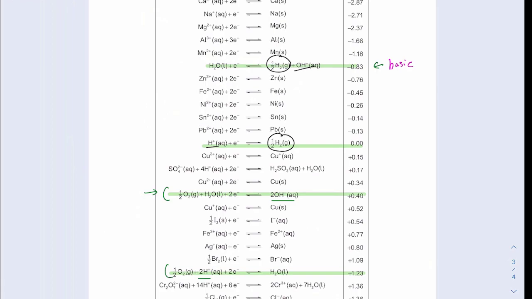I'm going to label these basic and basic, your acidic and your acidic. Remember, two of them are oxidation reactions that are reversed. Two of them are reduction reactions that are actually occurring. So these two are the oxygen cathodes that you need to know for options. And these are the two anodes that you need to be familiar with as well.